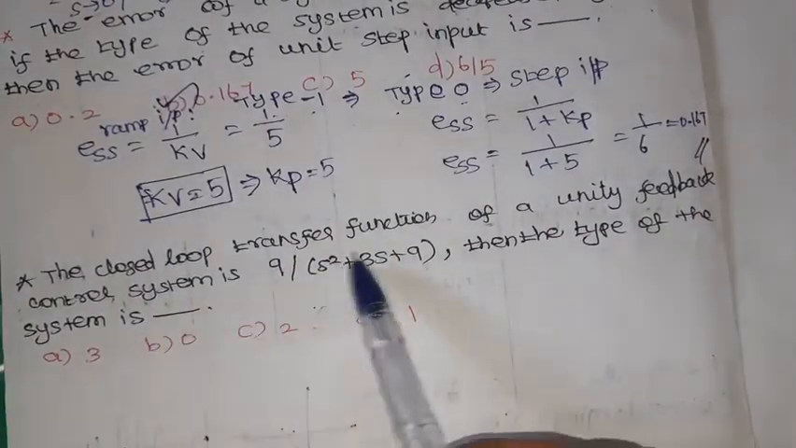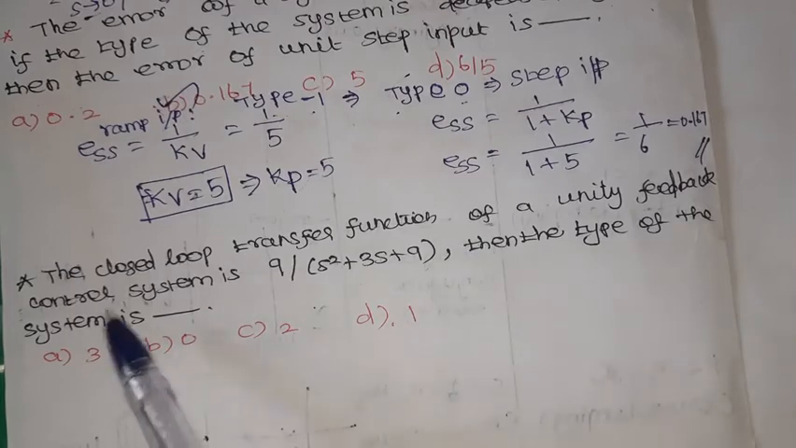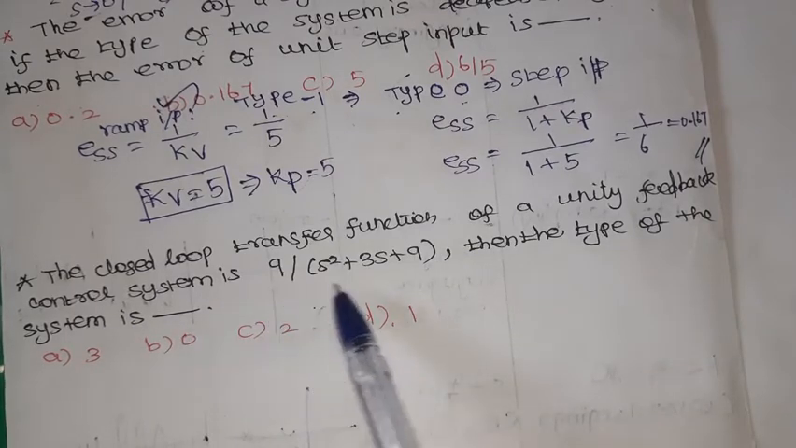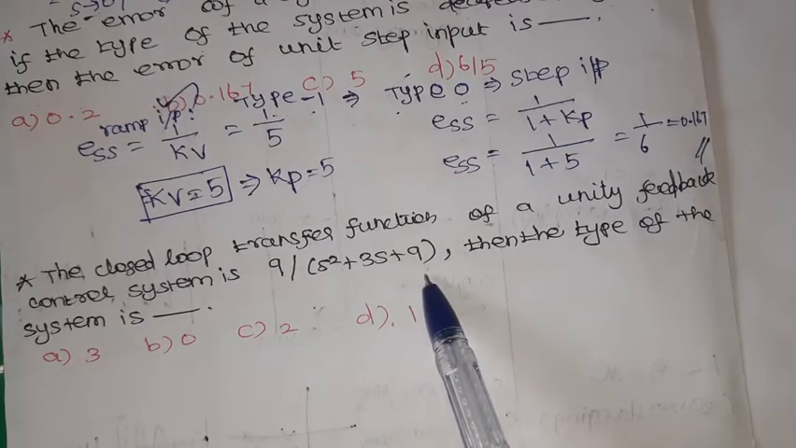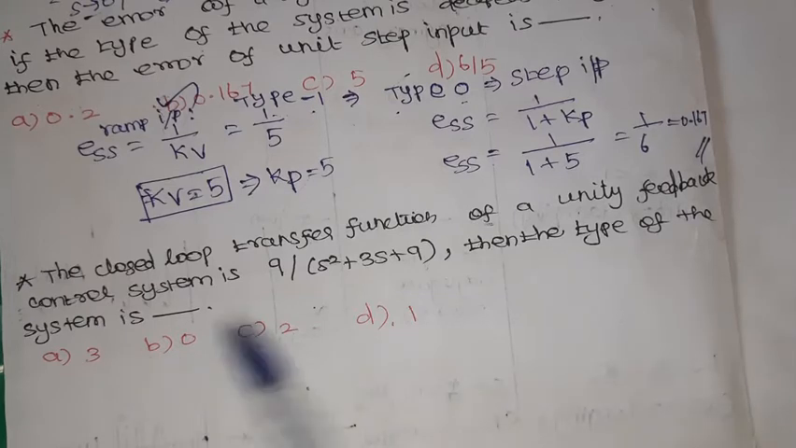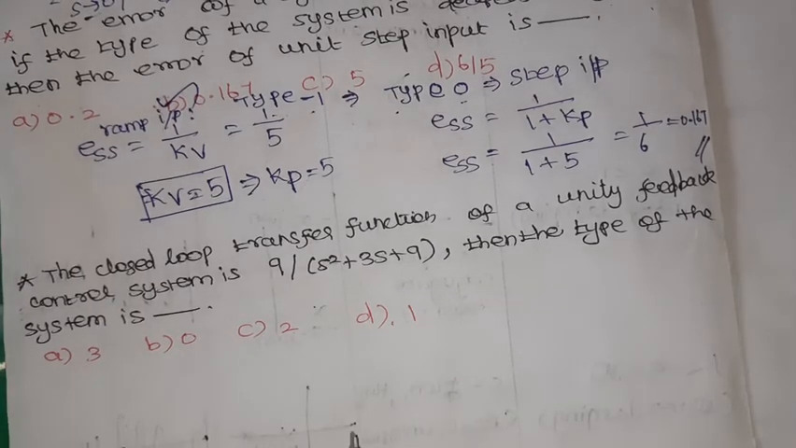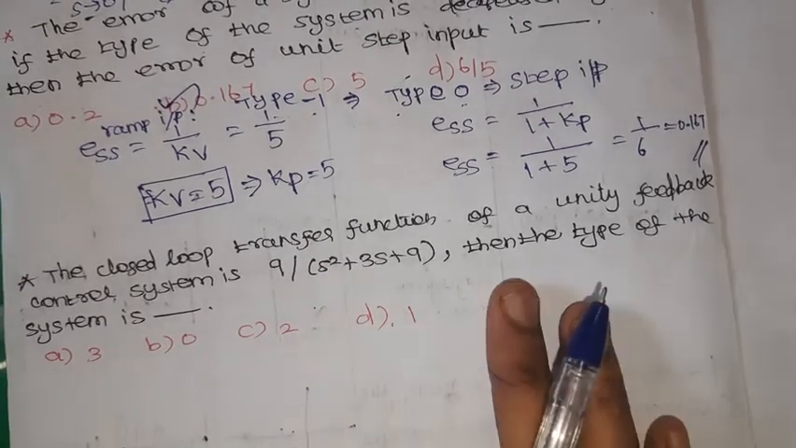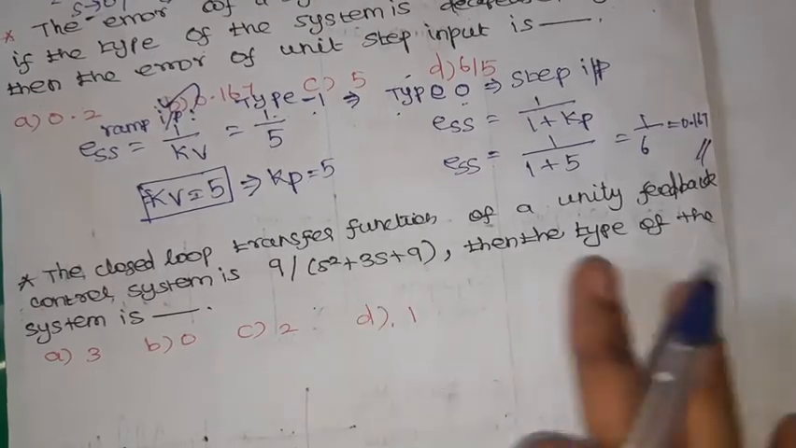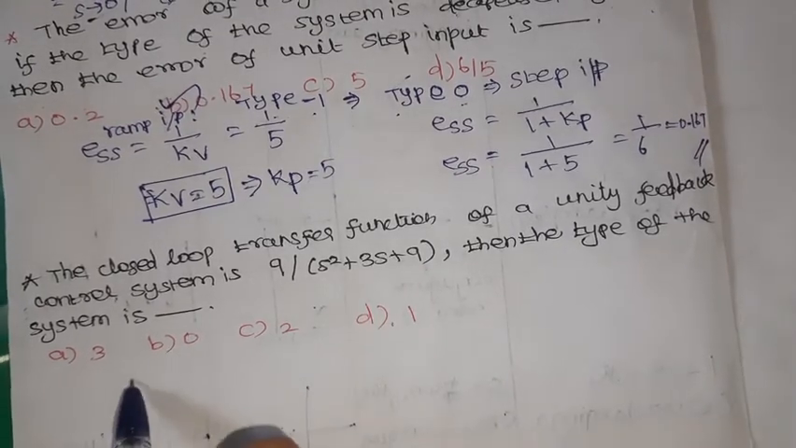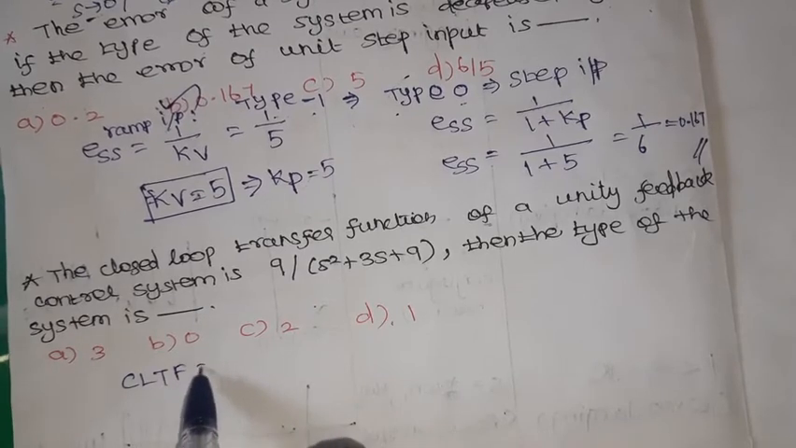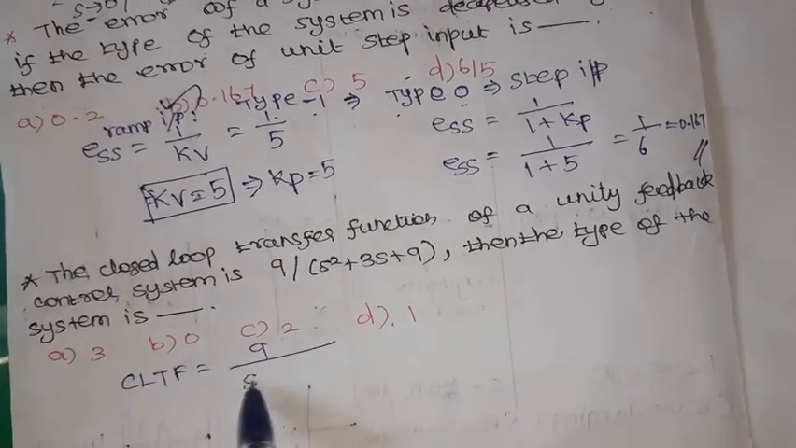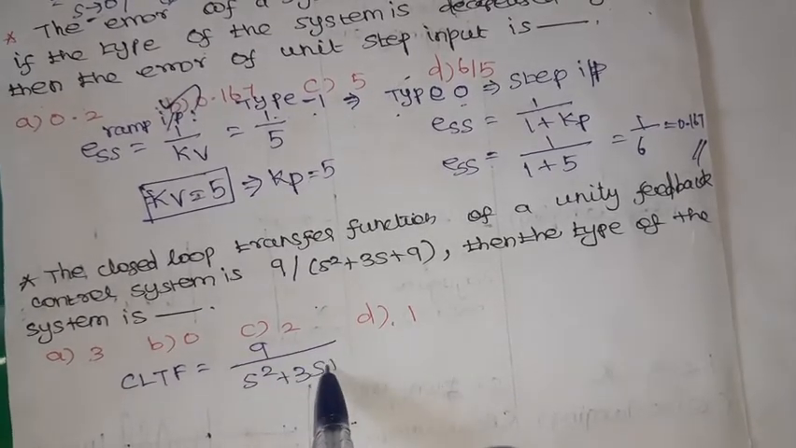The closed loop transfer function of a unity feedback control system is 9 divided by s squared plus 3s plus 9. Then the type of the system is. What is given? The closed loop transfer function of unity feedback system. We need to find out the type of the system.